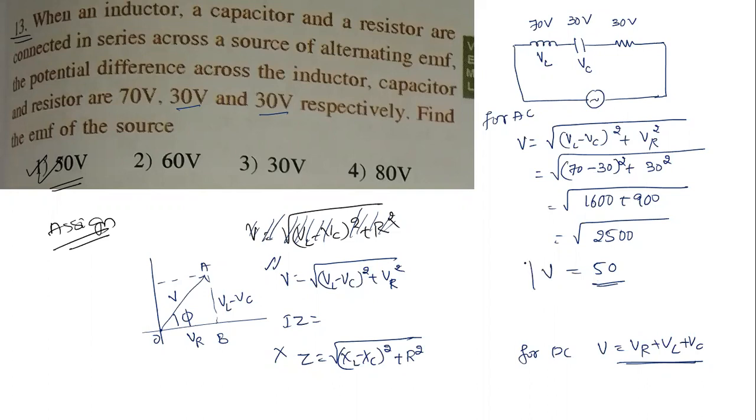That is the potential drop across the source. 50 volt is there. So what is the option? The first option is correct. Now it is clear? Yes, sir. Okay, let us move on to the next question then.